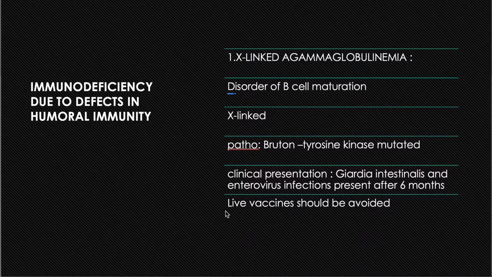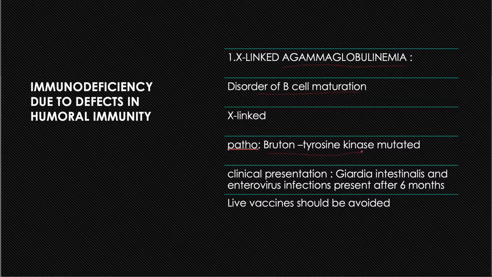And the first one we're going to talk about is X-linked agammaglobulinemia. In this condition, as the name suggests, there's going to be agammaglobulinemia, which means fewer immunoglobulins are going to be present, and it's X-linked. So, if there are fewer gamma globulins, we should understand that immunoglobulins are produced by mature B cells. So, if there's a disorder of B cell maturation, then immunoglobulins cannot be produced. And as it says X-linked, males are commonly affected.